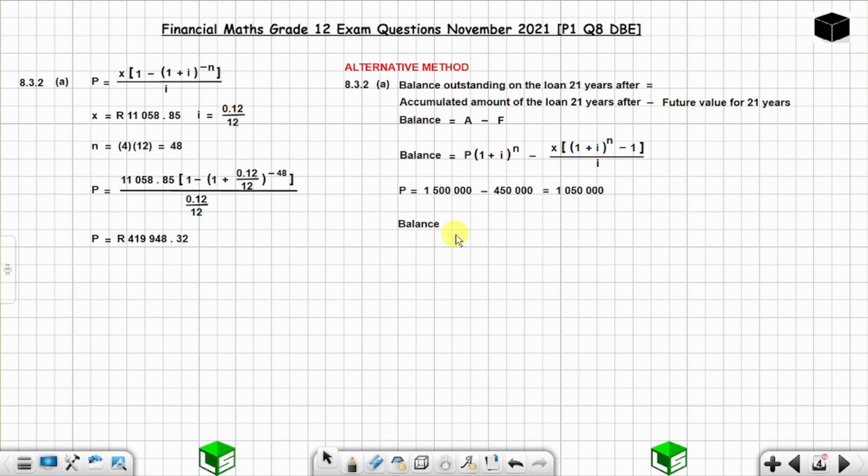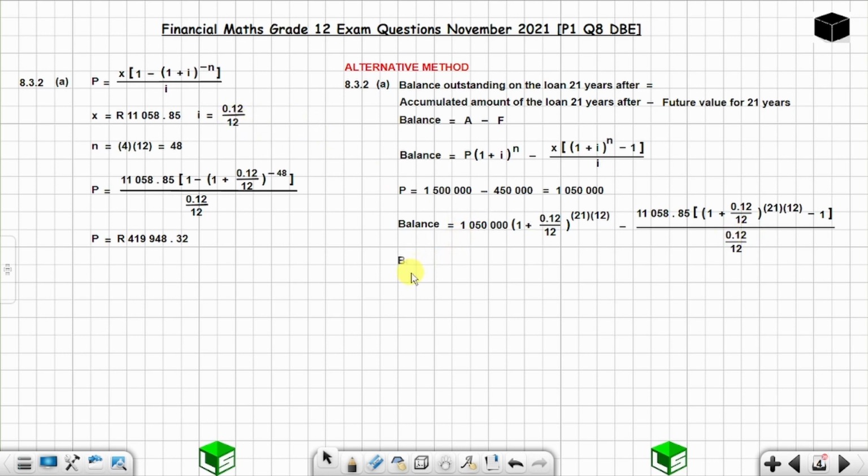So the balance is equal to, you plug everything into the compound interest formula. You have this is your P, 1 plus I, this is I, to the power of 21 years times 12, because it is compounded monthly, minus, you plug everything into the future value formula, you have this, your X, in brackets you have 1 plus I, this is I, to the power of 21 times 12, compounded monthly, minus 1, over I, okay.